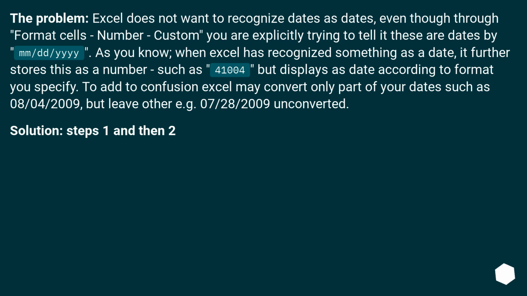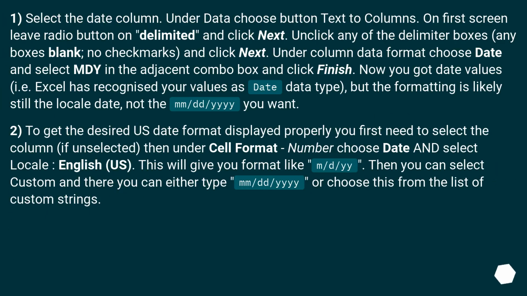Solution: Steps 1 then 2. (1) Select the date column. Under Data, choose button Text to Columns. On first screen, leave radio button on Delimited and click Next. Unclick any of the delimiter boxes, any boxes blank, no check marks, and click Next. Under Column Data Format, choose Date and select MDY in the adjacent combo box and click Finish.